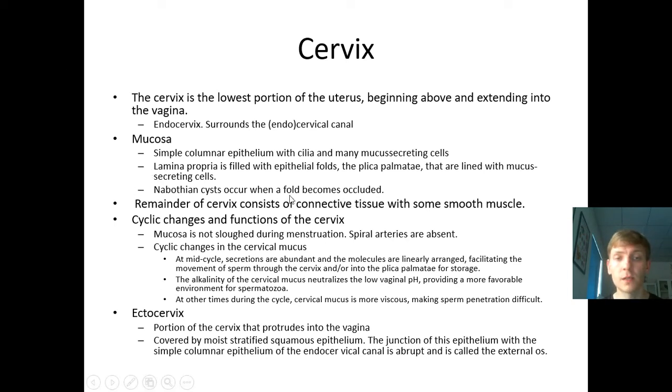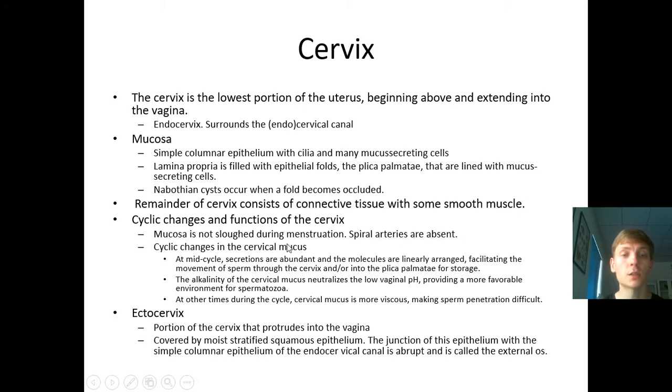The remainder of the cervix consists of connective tissue with some smooth muscle. Cyclic changes in the functional cervix: the mucosa is not sloughed during menstruation. Spiral arteries are absent, so normally in the cervix we have no spiral arteries. It's very important because the cervix doesn't bleed normally during menstruation. In pathology we'll discuss later endometriosis, so sometimes the cervix is affected.